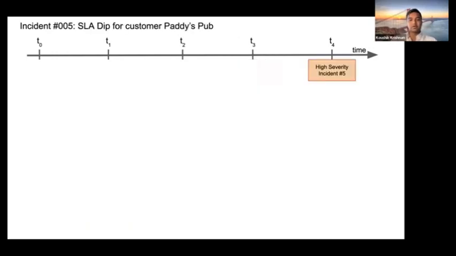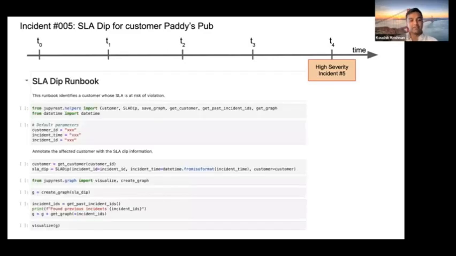So now we come to our high severity incident. This is a SLA dip incident for our customer Patty's Pub. This is our top customer, and we have very stringent SLAs for this customer. So the runbook that we have associated with this high severity incident looks like this. And mostly it looks the same. We're creating a customer object and then the SLA dip object.